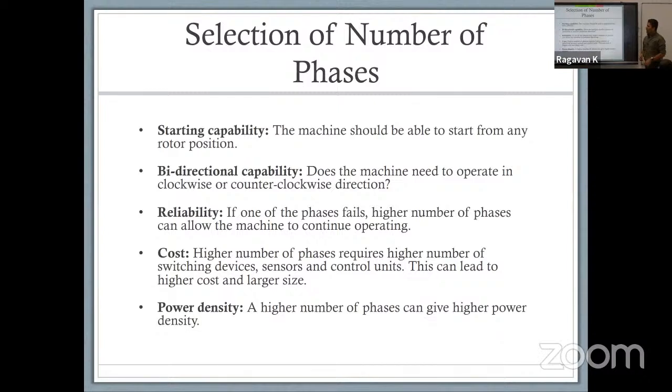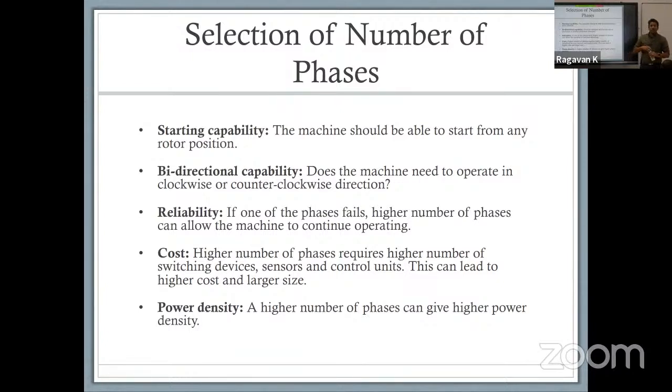So in terms of the number of phases, how do you go about it? The first thing is you have to make sure that your motor can start from any position. Like I said before, if you have a condition where you apply current to one phase and there is just no way, it is locked in place, you cannot apply current anywhere to make it move, you have a problem. So you do need to consider how many phases you can have.